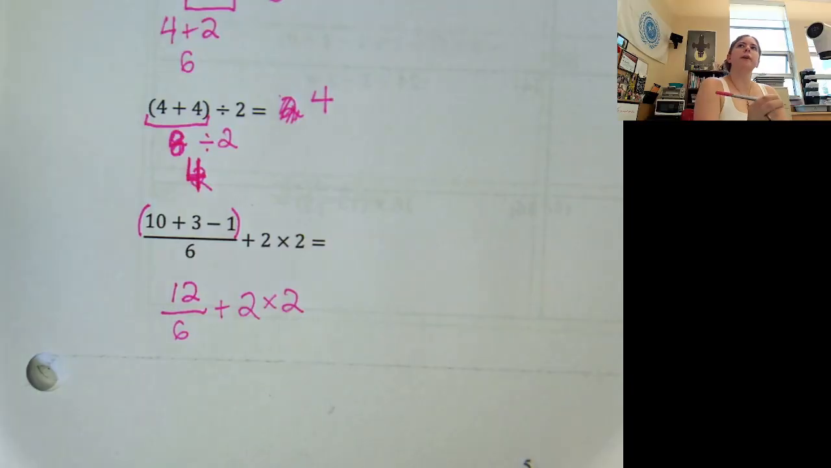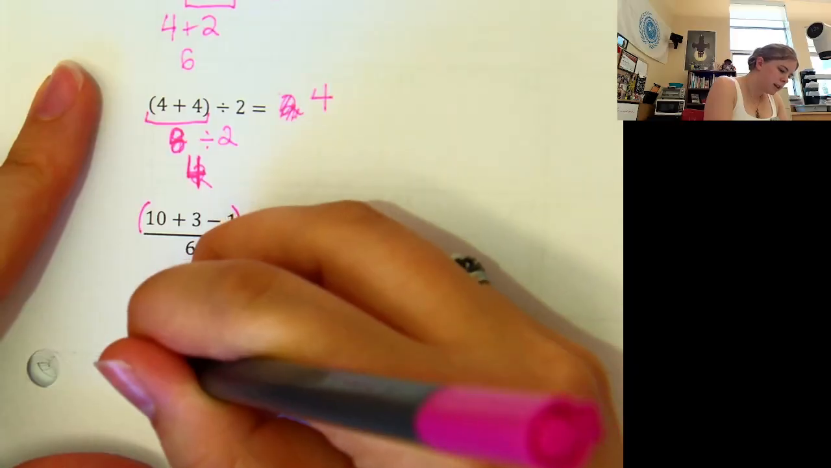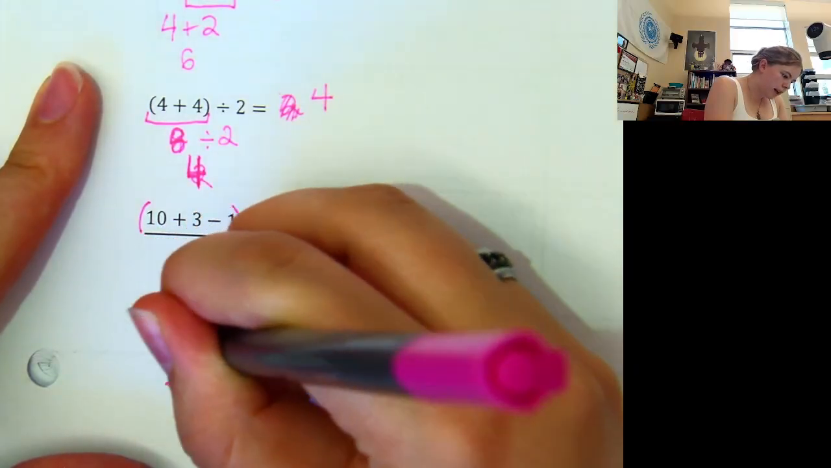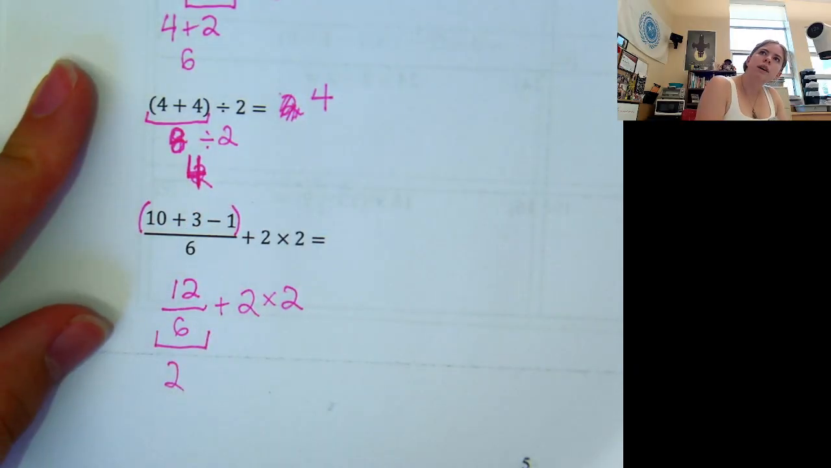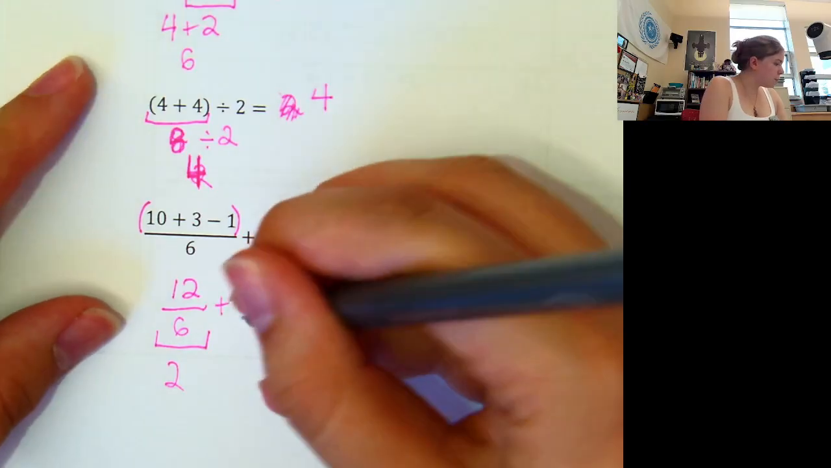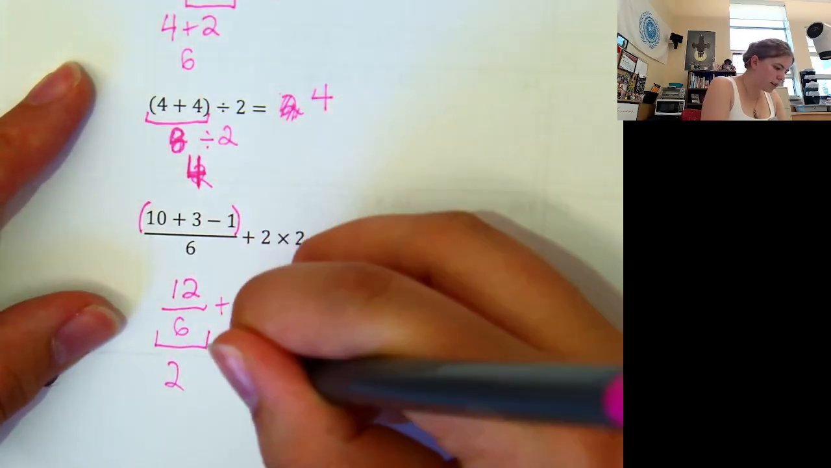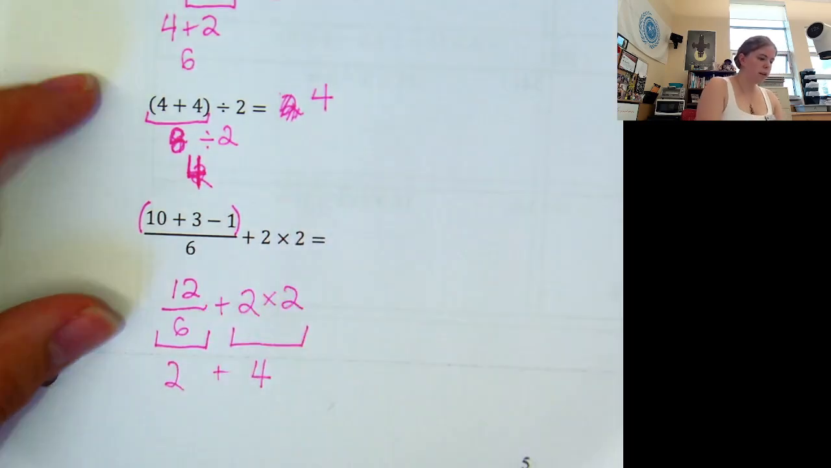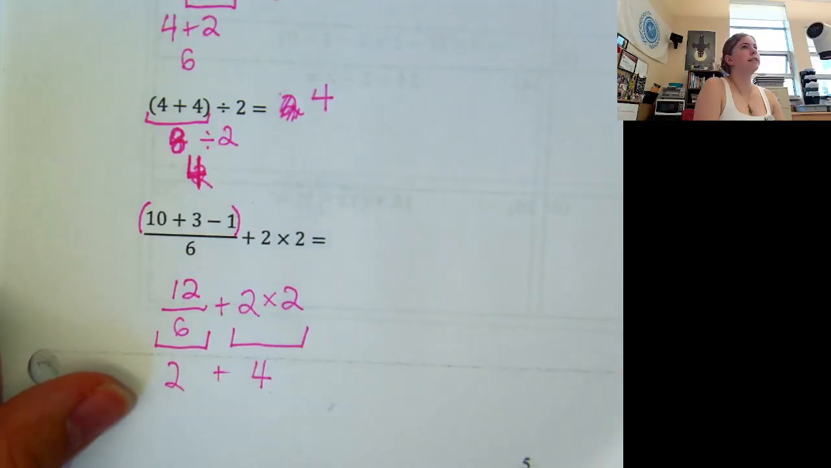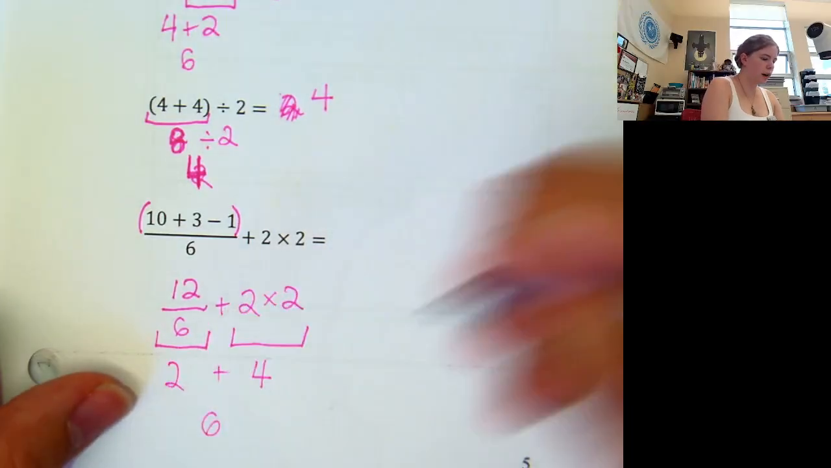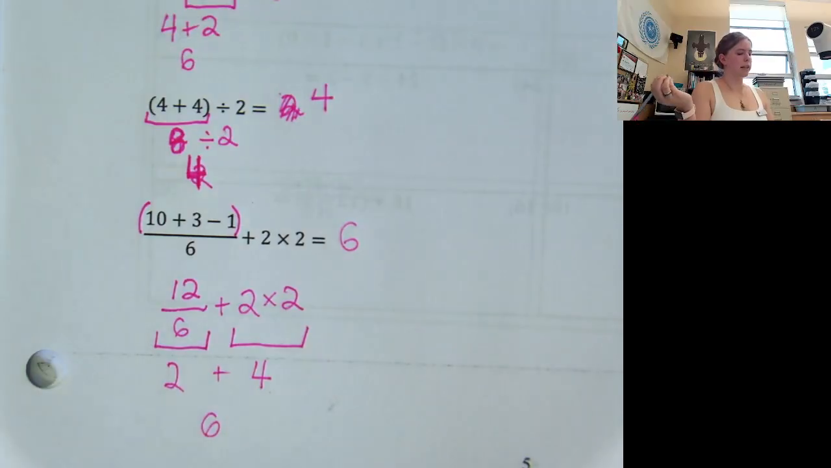Now we do the fraction part. Fraction is the same as division. So 12 divided by 6 is 2. Exactly. Yay. And I can do that little guy there to show that that is the step that I'm working on here. Then we do 2 times 2. So 2 times 2 is 4. Exactly. And there's a plus 4. Okay. 2 plus 4 is 6. Wonderful. And that's our answer.